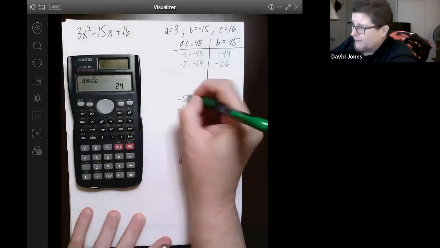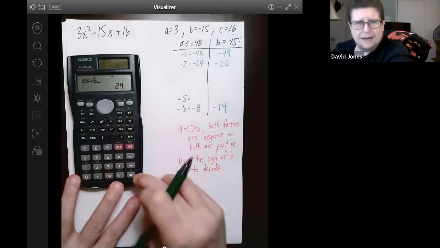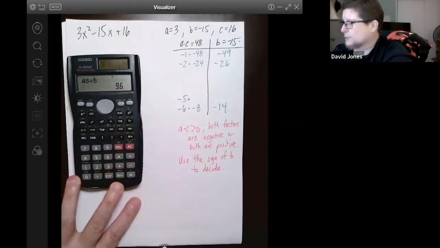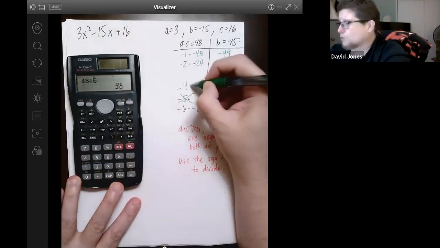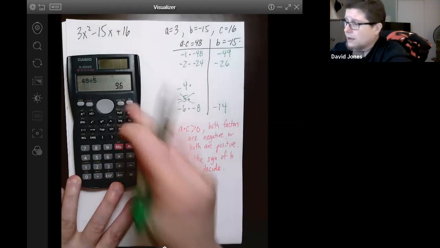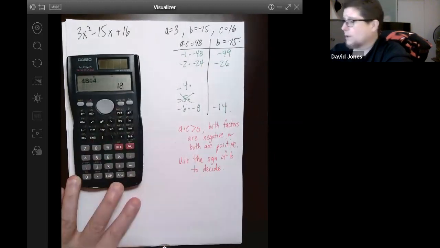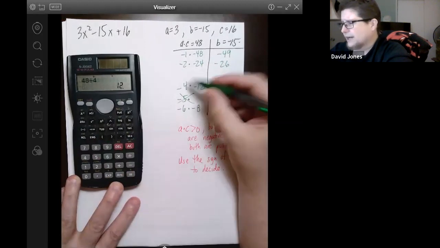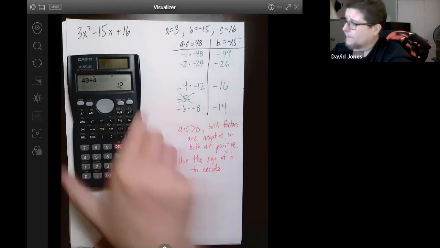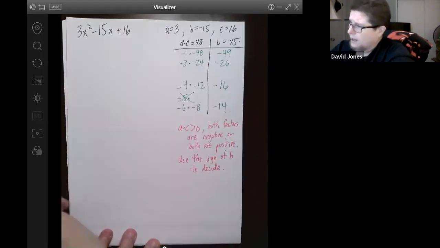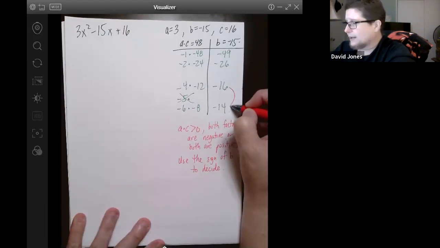Negative 5, does that divide in? 48 divided by 5 is a decimal, so that doesn't work. Apparently, we'll try negative 4. 48 divided by 4 is 12. Negative 4 and negative 12 makes negative 16. I could do negative 3, but I want you to notice something.